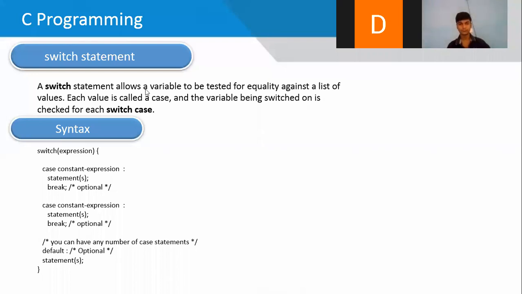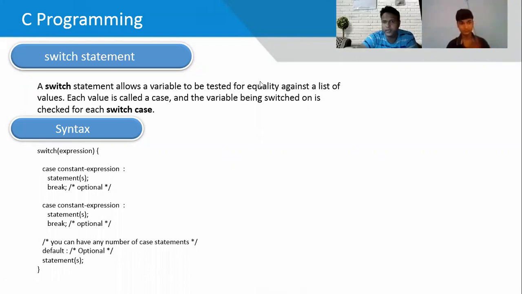Then comes the switch statement. A switch statement allows a variable to be tested for equality. For checking the equality, we're using it. It's just like going to a restaurant and checking the desired item from a list, and if you find the desired item, you stop your searching.